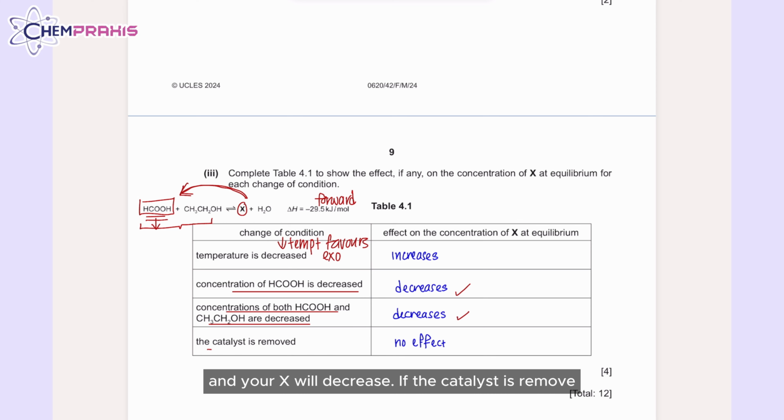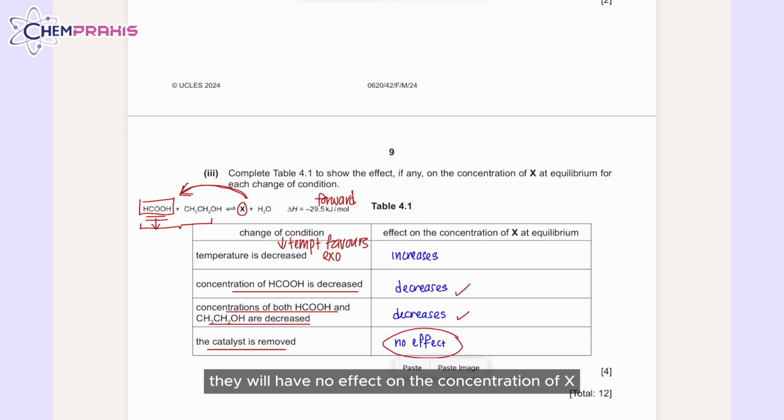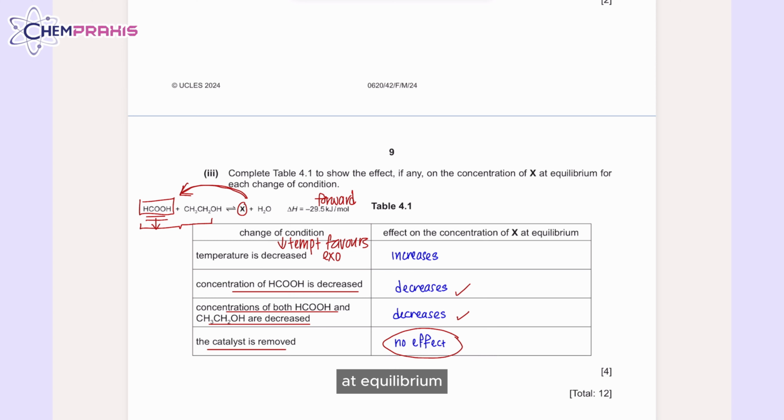If the catalyst is removed, basically catalysts have no effect on the shifting of equilibrium. So in this case, there will be no effect on the concentration of X at equilibrium.